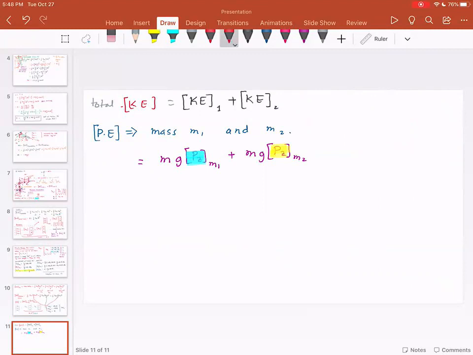And once you have this, you can formulate your Lagrangian, kinetic energy minus potential energy, and send that to MATLAB. And MATLAB will give you the solution. All right, with this, I'm going to stop here.